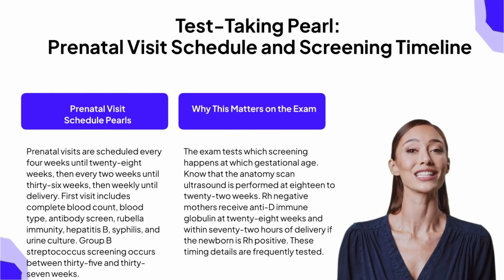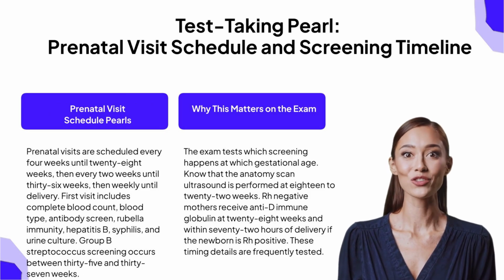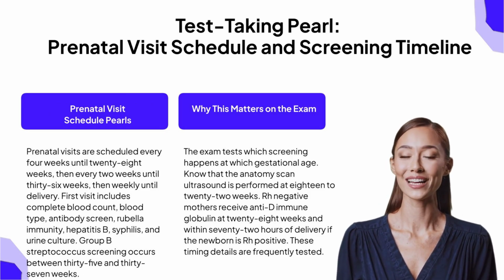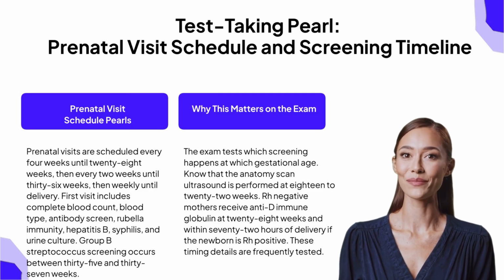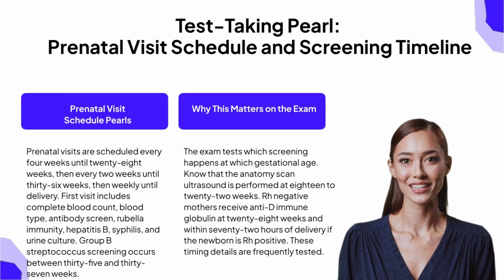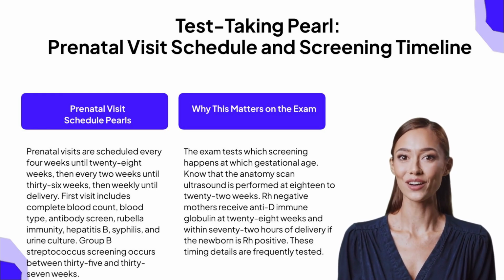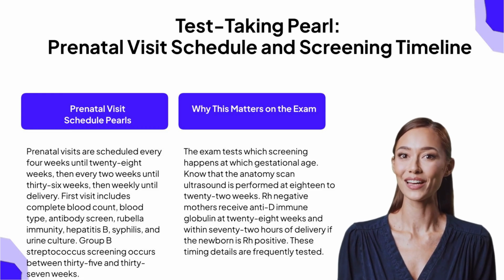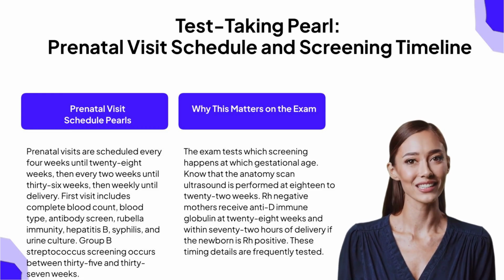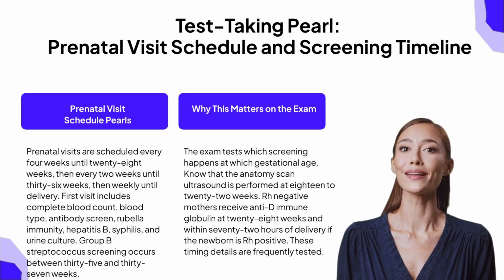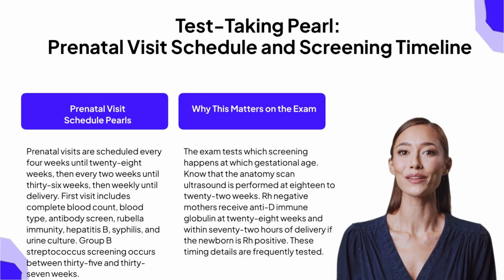Here is a critical test-taking pearl about the prenatal visit schedule and screening timeline. Prenatal visits follow a specific schedule. Every 4 weeks until 28 weeks, then every 2 weeks until 36 weeks, then weekly until delivery. The first prenatal visit includes a complete blood count, blood type with antibody screen, rubella immunity, hepatitis B surface antigen, syphilis screening, and urine culture.